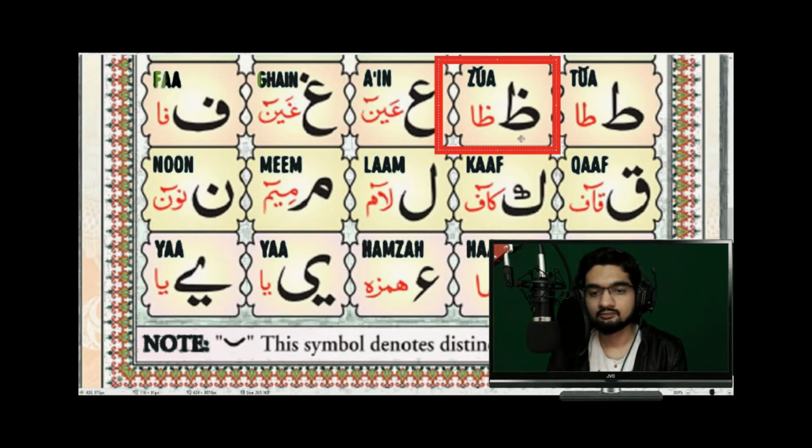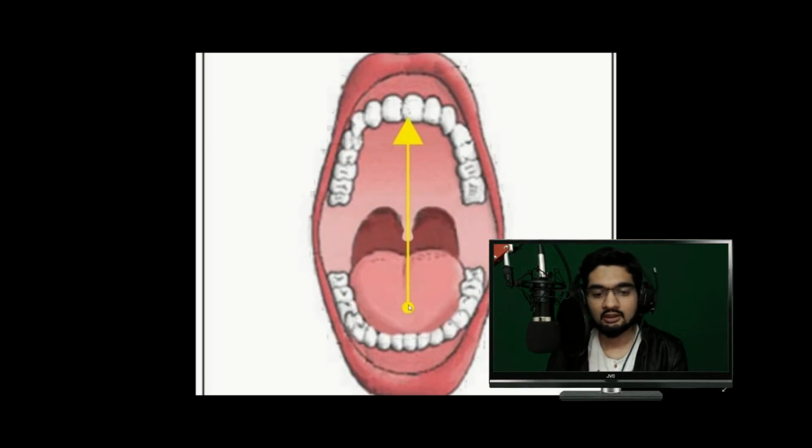Dha. Again, when the tip of our tongue touches the edges of the front top teeth, that is how we start to pronounce the sound of this letter. La. This time it will not touch the gum line, it will touch the edges of the front teeth.